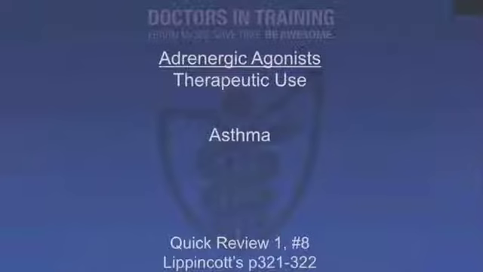When do we use these drugs? They're used in treating asthma and all of the different categories of asthma. They need to have one of these rescue agents.